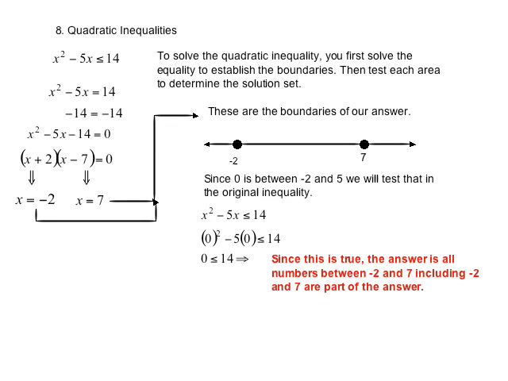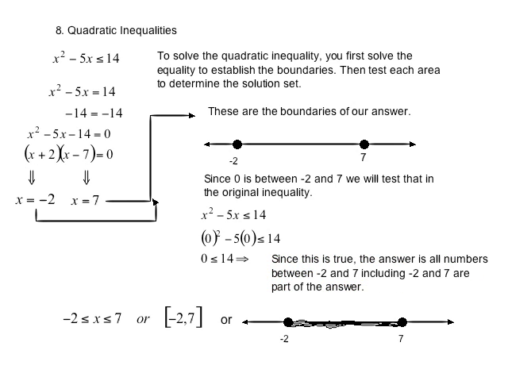So if we take x squared minus 5x is less than or equal to 14, and if we put in a 0, we get that 0 is less than 14. Since this is true, the answer is all numbers between a negative 2 and 7, including a negative 2 and 7. So in summary, we could write it up algebraically as a negative 2 is less than or equal to x is less than or equal to 7.